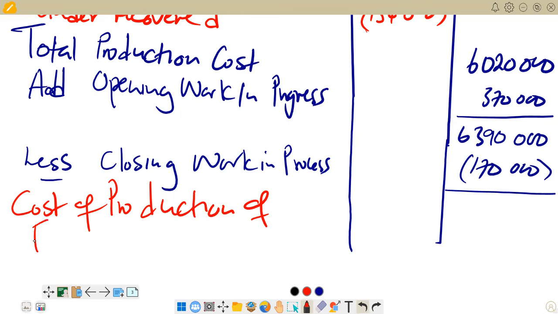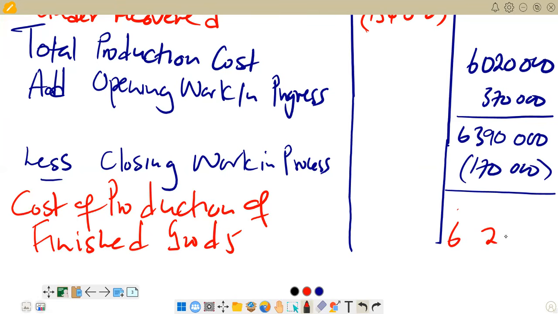Cost of production of finished goods. So this is the figure that we are trying to find in the production cost statement. And this figure, we are supposed to say 6,390,000. We subtract 170,000 and you get 6,220,000. So this is the final figure that we have, this one.